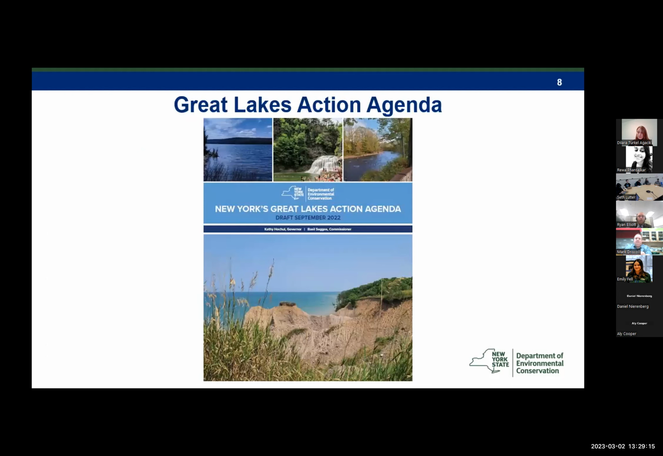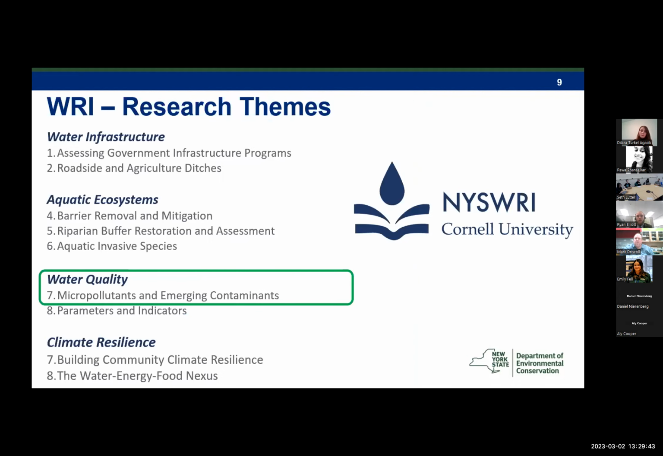And I'd be remiss if I didn't mention that the Great Lakes Action Agenda is currently being updated and that the new version should be released sometime this spring. The updated agenda integrates existing plans, priorities, challenges, and lessons learned from decades of previous work on the Great Lakes into a single plan for all of New York State. It emphasizes ecosystem-based management, which is an approach that strives to take a science-based collaborative approach to addressing ecological, economic, and social challenges and opportunities.